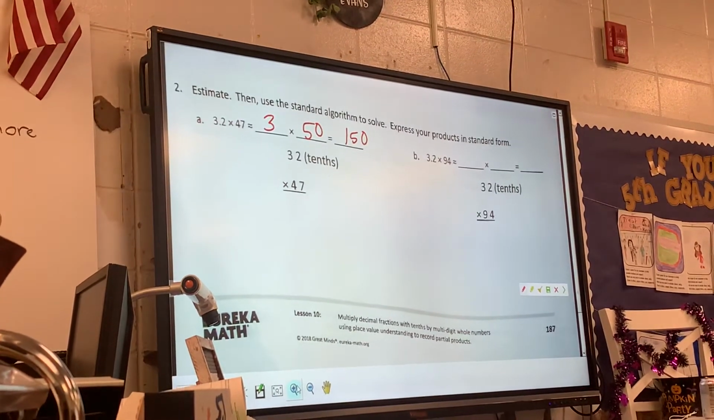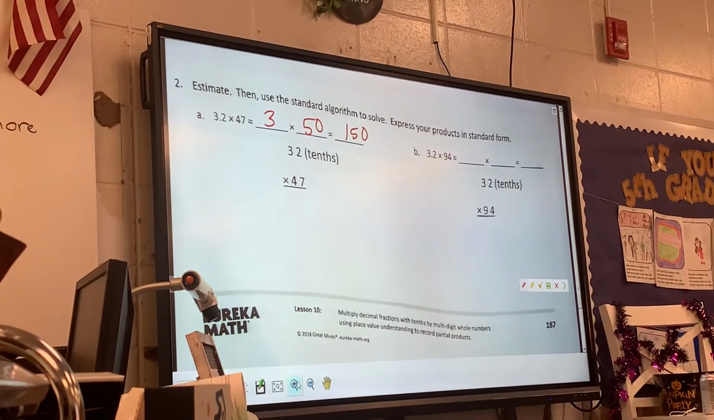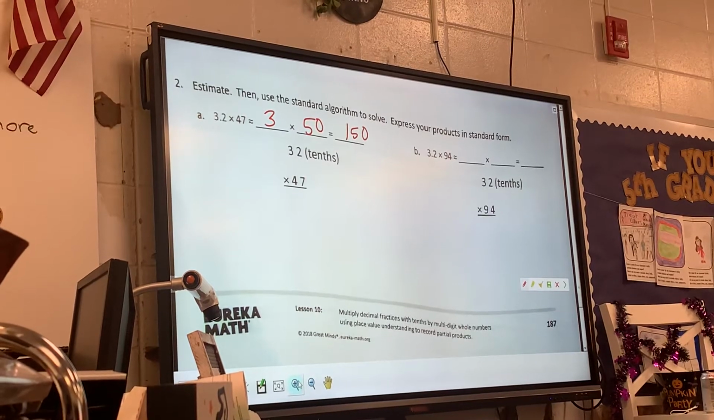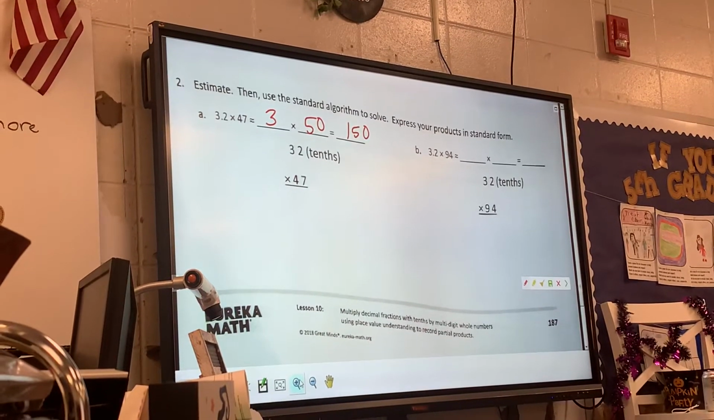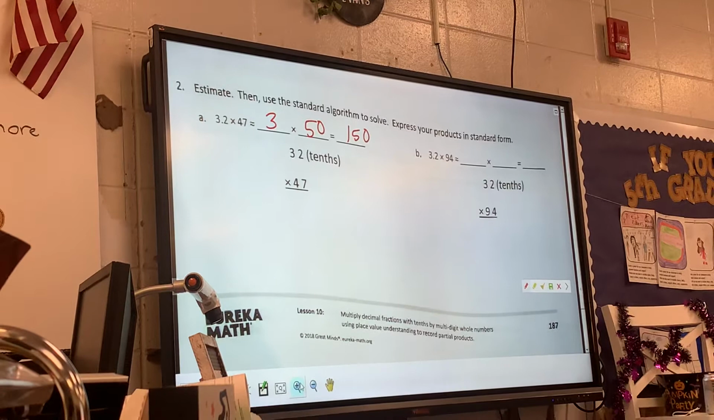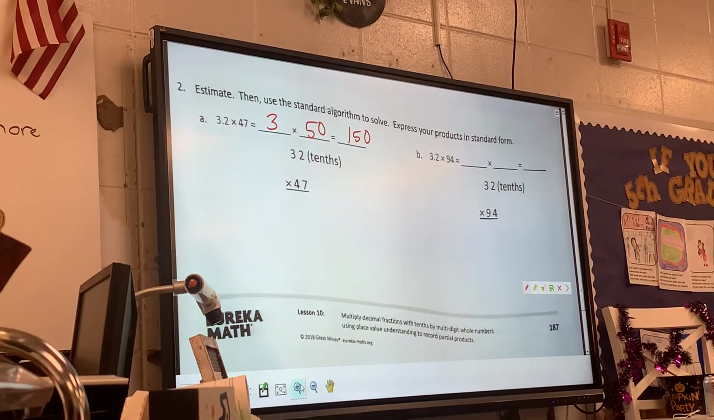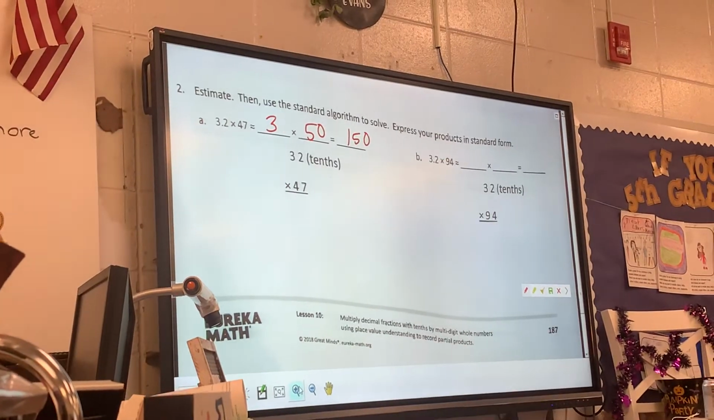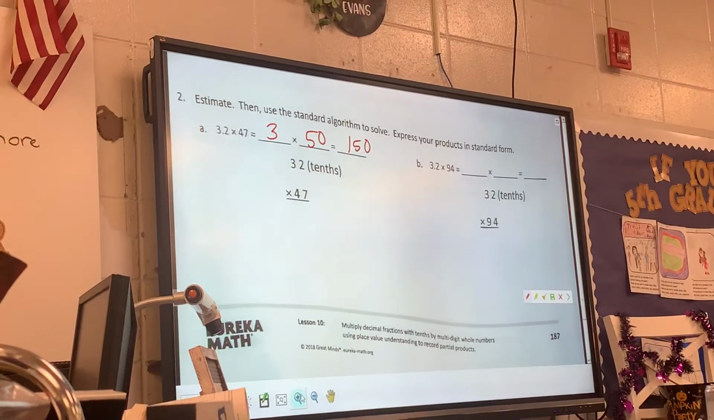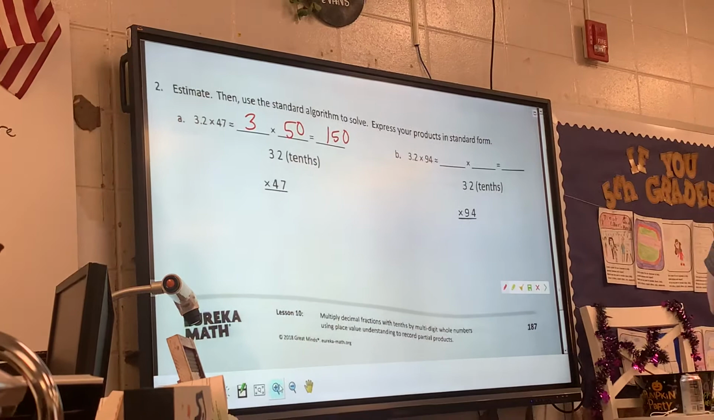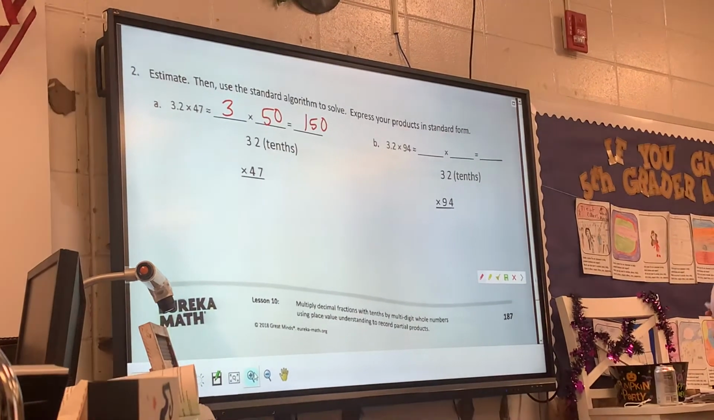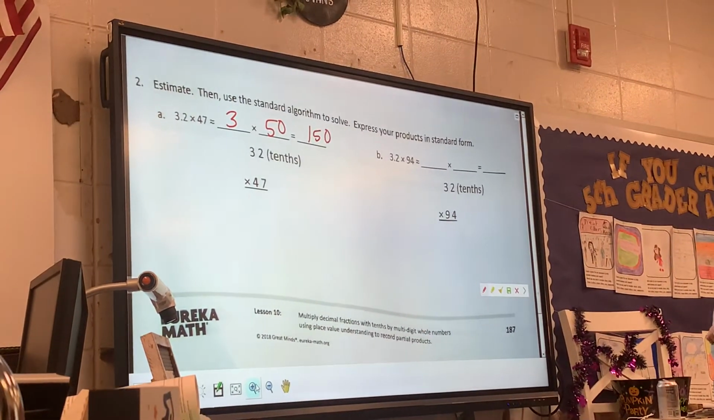And don't forget all the stuff for standard algorithm. Make sure your decimal's bold. Don't give me a weak decimal, guys. I've got old eyes. Make sure I can see the decimal, even with these trifocals. Henry, don't forget that 0.